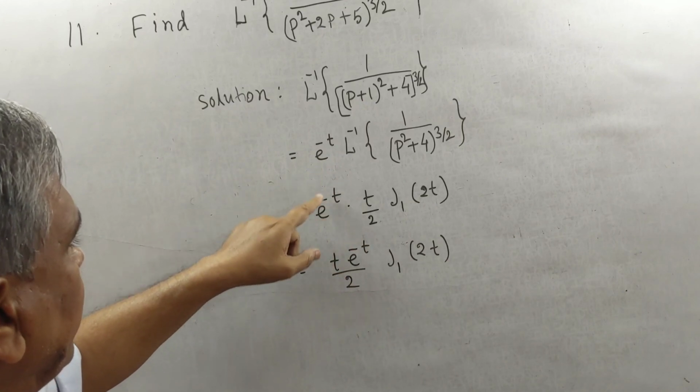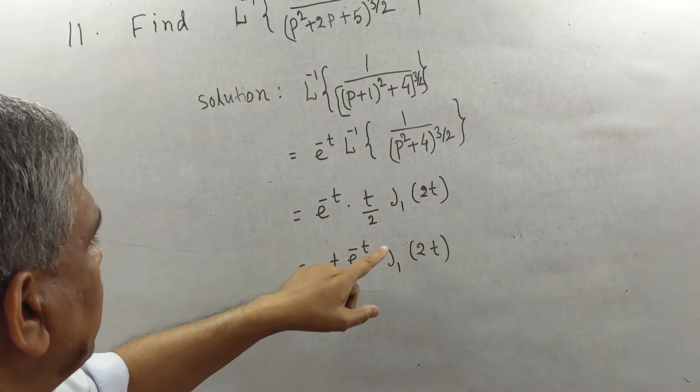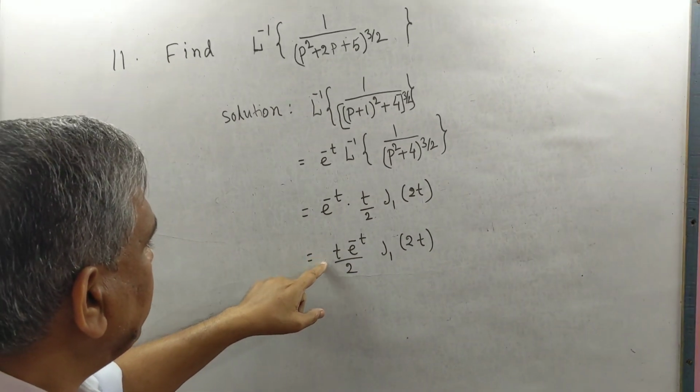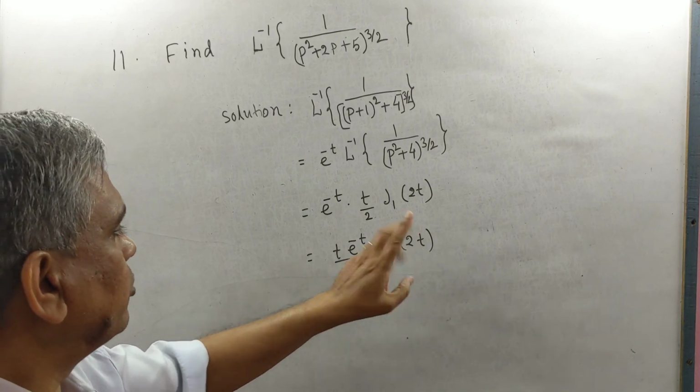So we get e to the power minus t, this is t by 2 J1(2t). Rearranging, we get t e to the power minus t by 2 J1(2t).